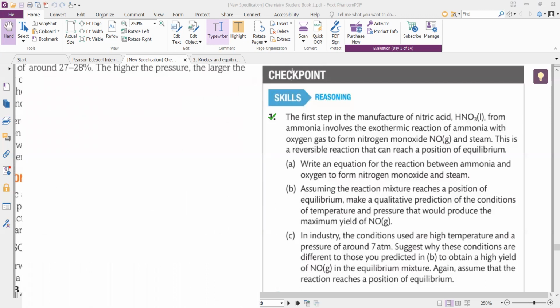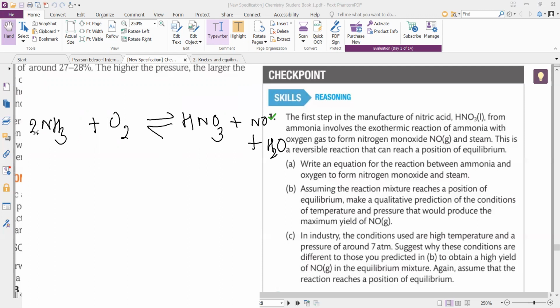First step in the manufacturing of nitric acid: ammonia reacts with oxygen gas to form nitrogen dioxide. This is a reversible reaction. Now, first thing is you have to balance it. How to balance this nitrogen? Two. If you put 2 here, hydrogen becomes 6.